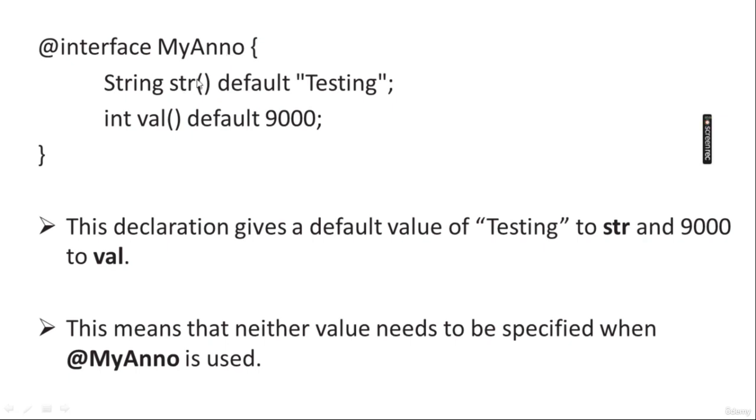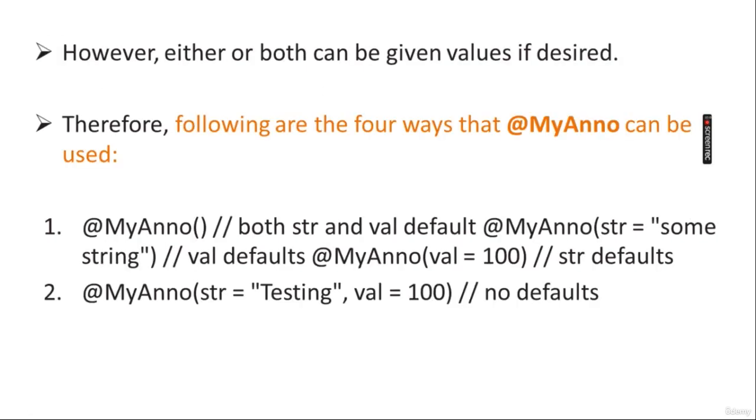@interface MyAnno. This is the annotation. Its str default value is "testing". val default value is 9000. This declaration will give a default value of "testing" to str and 9000 to val. And neither value needs to be specified when MyAnno is used. Either or both can be given values if desired. So it is not like if you are giving the default values, you cannot give the value required.